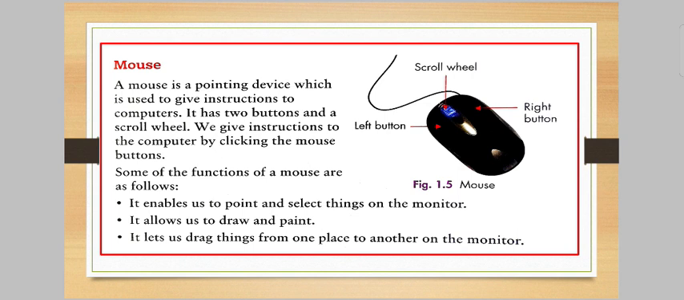Some of the functions of a mouse are as follows. It enables us to point and select things on the monitor. We use the mouse to select and point things on the monitor. It allows us to draw and paint. It lets us drag things from one place to another place on the monitor. So these are the uses of a mouse.